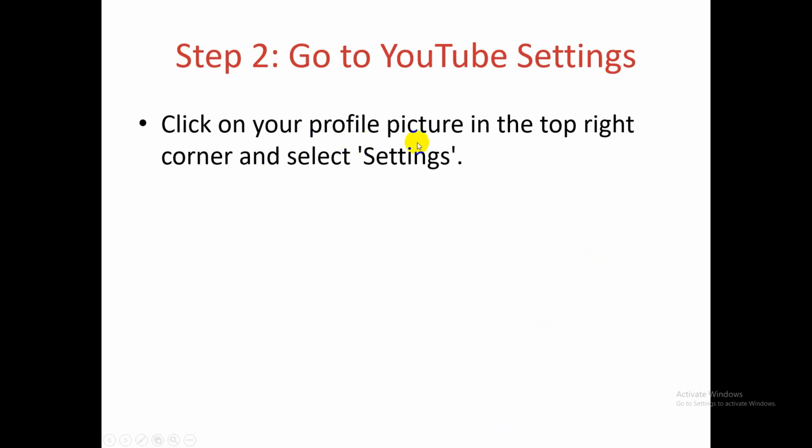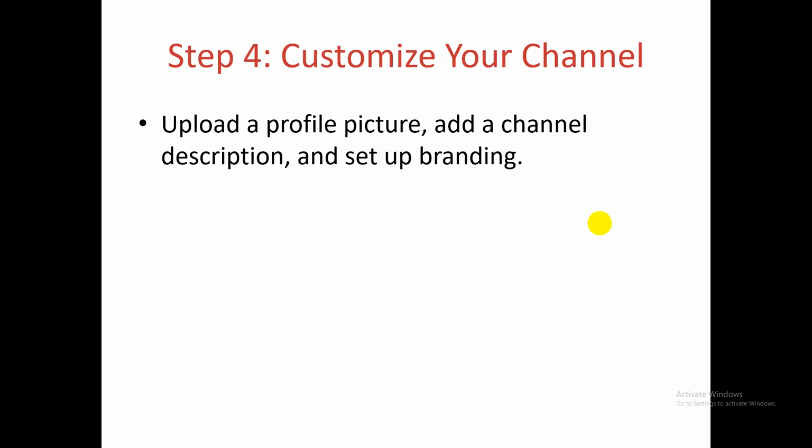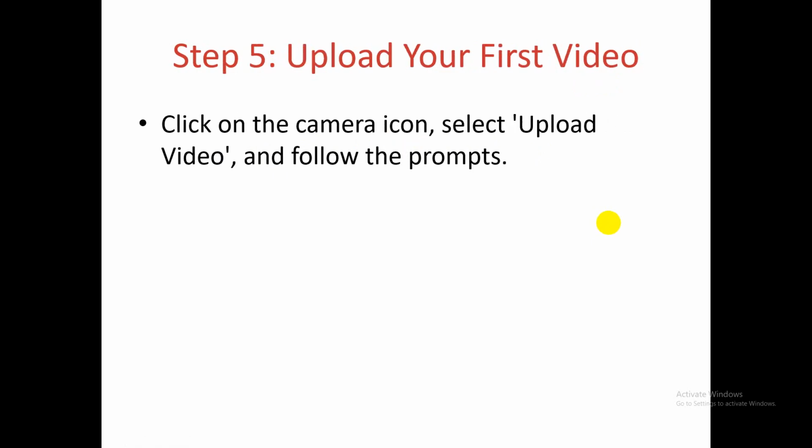First step is to go to the YouTube settings. Click your profile picture in the top right corner and select settings, and then create a new channel. Under your channel, click create a new channel and enter a name. And step 4 is customize your channel. Upload a profile picture and channel description and set up branding. Upload your first video. Click on the camera icon, select upload video and follow the prompts.